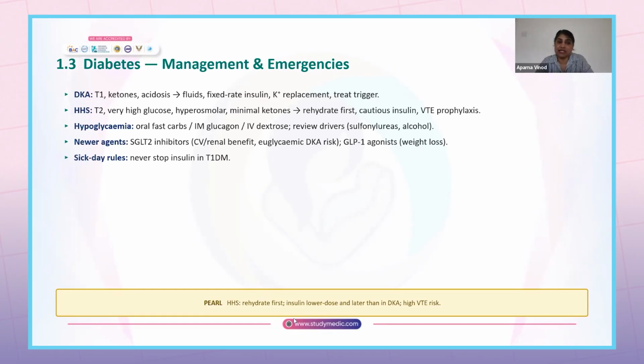Now, there are sick day rules. Even if the patient is sick, they wouldn't normally stop insulin, but if they feel they are not eating anything and they don't need to take insulin, that can cause DKA. So even if the patient is not eating, people with type 1 diabetes are usually on a basal bolus regime. So the basal insulin should always continue. Long-acting insulin should always continue.